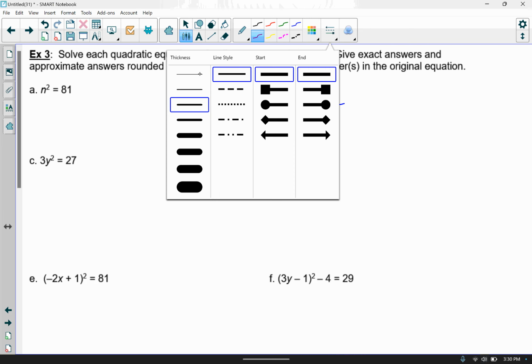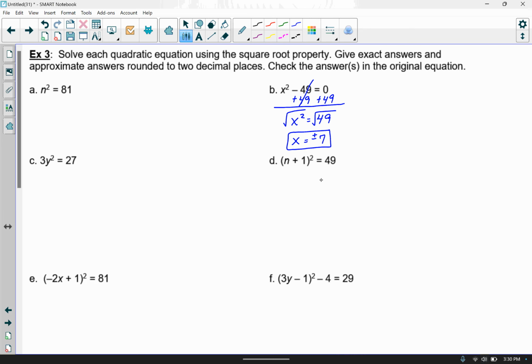Okay. Let's move on down to letter D just below it. I'm just going to do this right-hand column on this one. All right, so my goal is to solve for n here. I already have it: quantity squared equals 49. So let's get that n out of the parentheses. I'm going to take the square root of both sides. So then the square root of something squared just gives me n plus 1. And on the right-hand side, I have plus and minus 7.